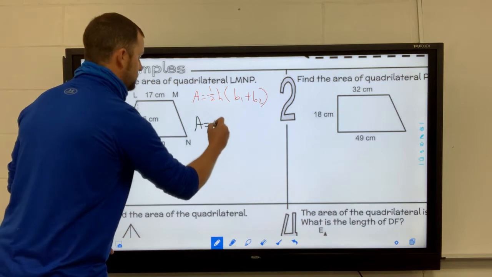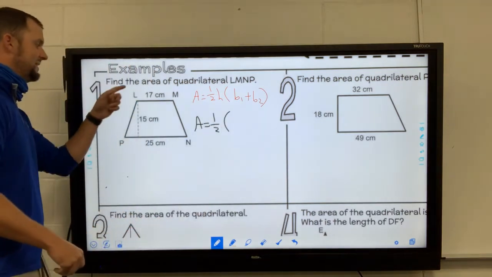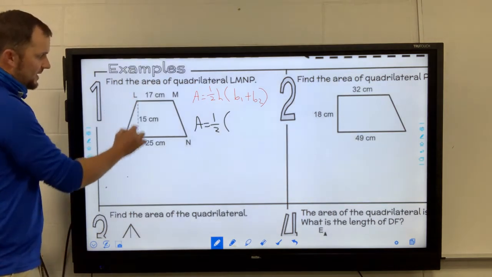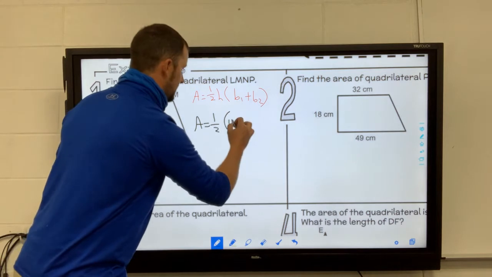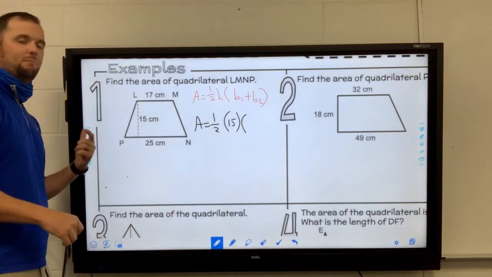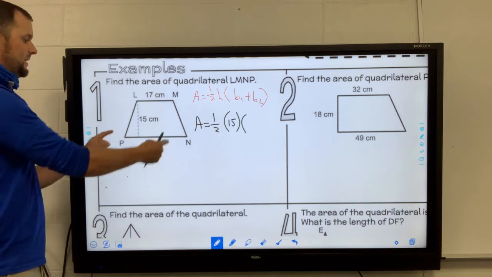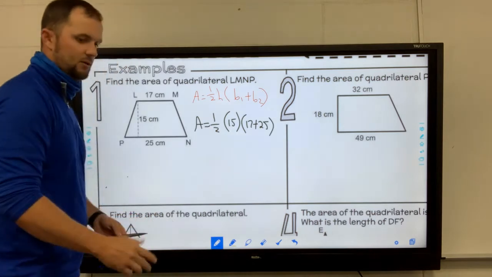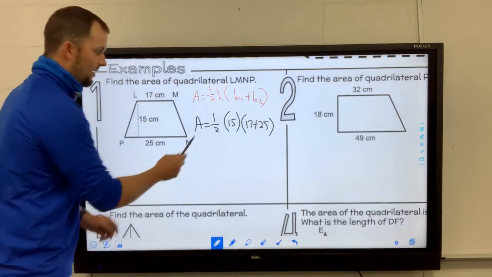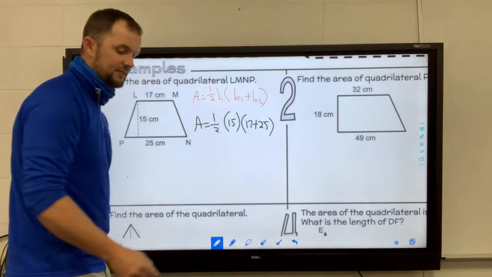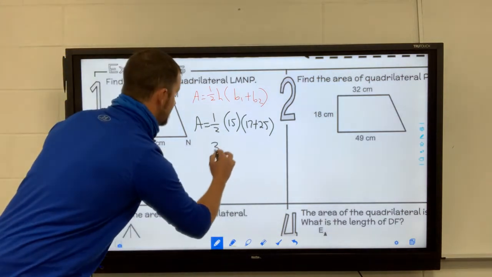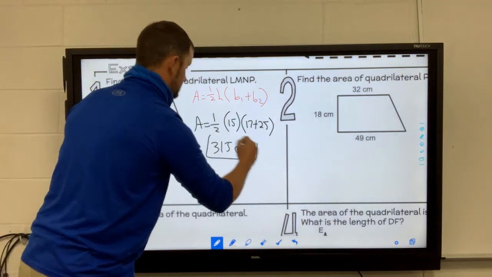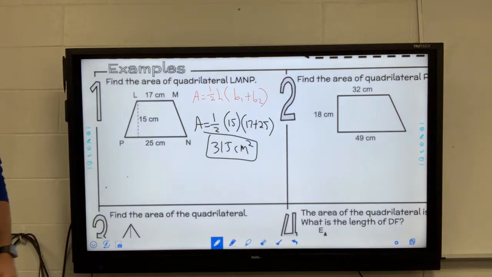So A equals 1/2. Remember, the height is the 90-degree angle from the top base to the bottom base. So right here, ladies and gentlemen, this is going to be 15, okay? And then in the parentheses, I'm going to add my bases together. So the top base is 17, the bottom base is 25. So 17 plus 25. So literally, I'm just going to add all that together and multiply. Whenever I do 1/2 times 15 and then 17 plus 25, that's going to work out to be 315 centimeters squared. So ladies and gentlemen, this is the area of your trapezoid here.